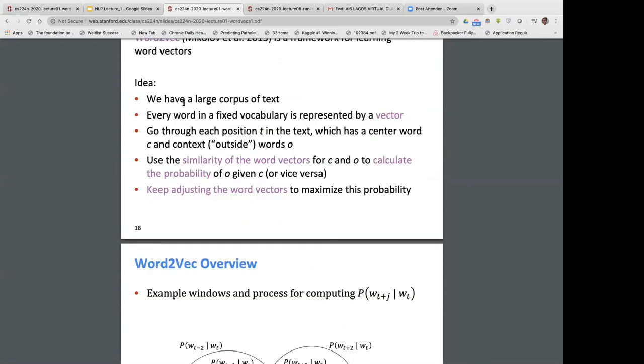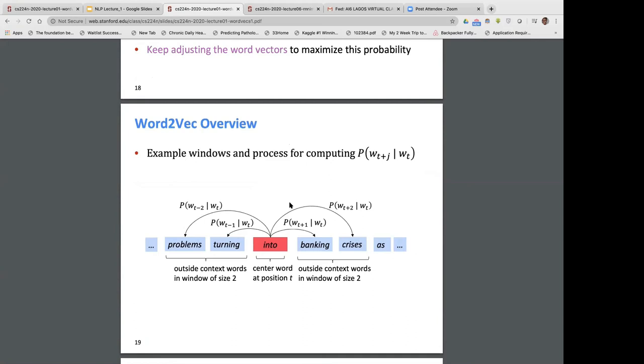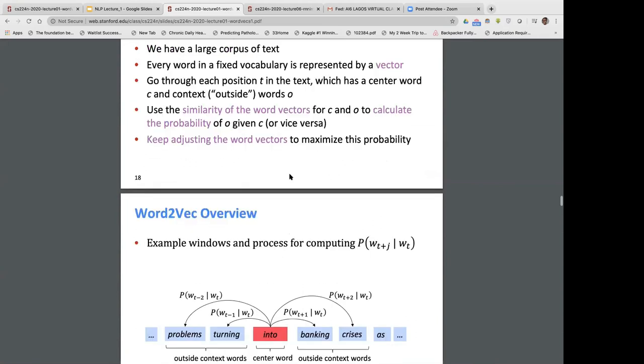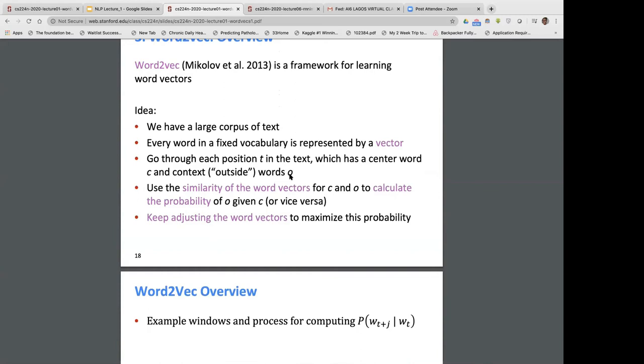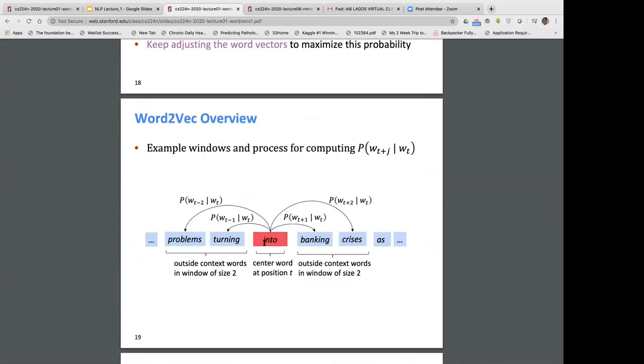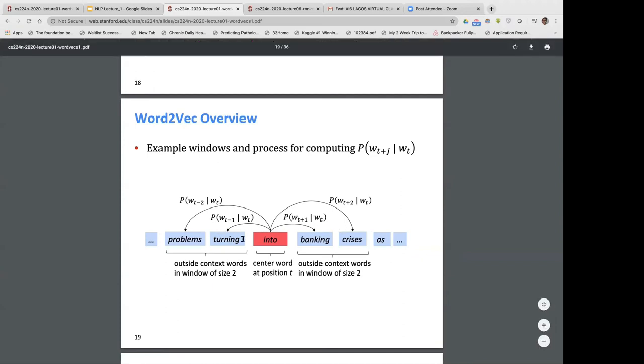Like I said, you have a large corpus of text and you have a window size. Let's see this example. What word2vec does is, given a particular center word, you want to predict the surrounding words, and vice versa. Here we can see our center word is into, and the context words are problems, turning, banking, crisis, as. Given these outside words, we should be able to predict the word into.